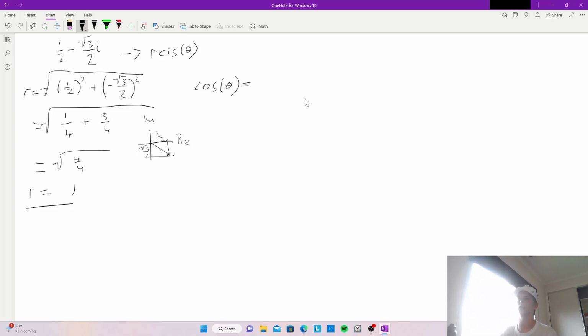Alright, cos theta is equal to adjacent over hypotenuse. So therefore, we've got 1/2 divided by 1 because our radius is 1. So we know cos theta is equal to 1/2. Sin theta is equal to our opposite over hypotenuse, which we got, what, negative square root 3 over 2.